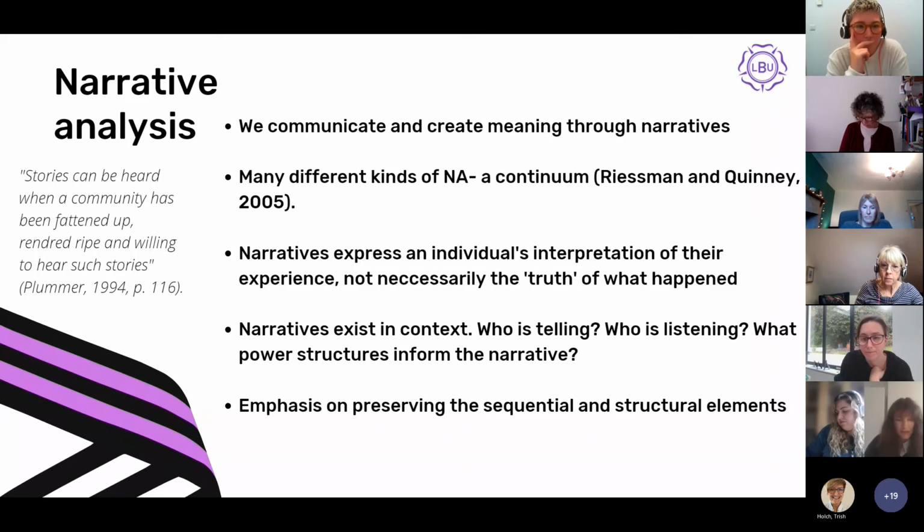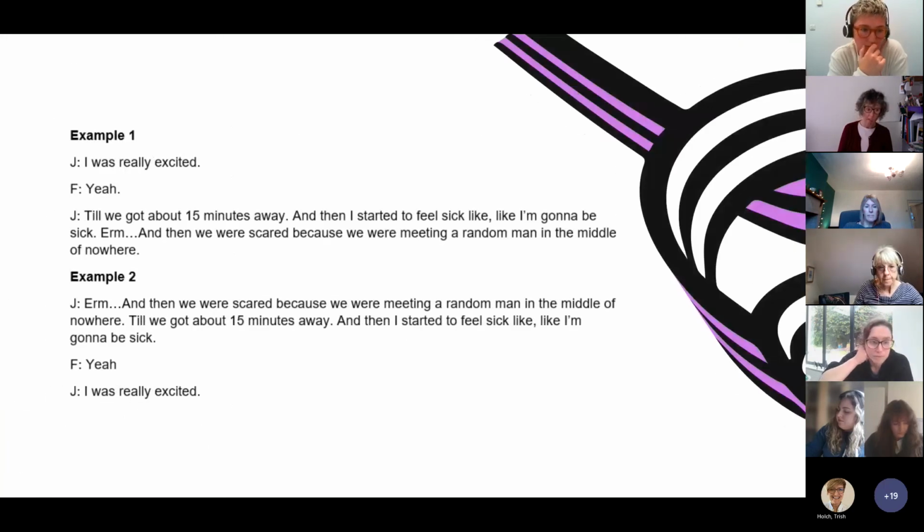So just to move on and think a little bit more practically, those who undertake narrative analysis must place emphasis on preserving the sequential and the structural elements of any given narrative. So the way that narratives are structured, including what was said before and what was said after, will shape the recounting of that experience. To illustrate that, on the following slide, I've taken an example from a transcript from my research, and I'm going to try and demonstrate the importance of sequence in narrative analysis.